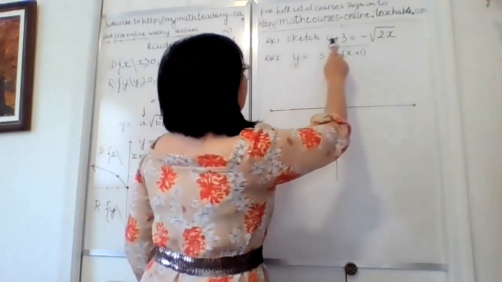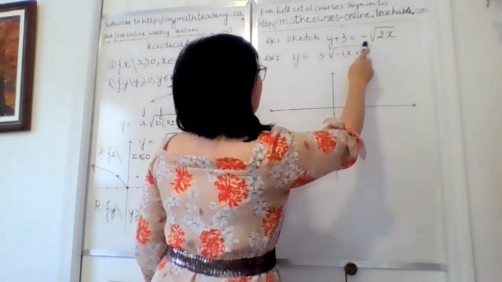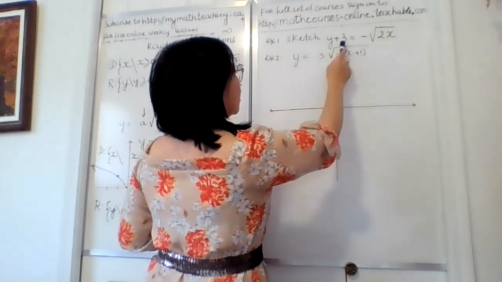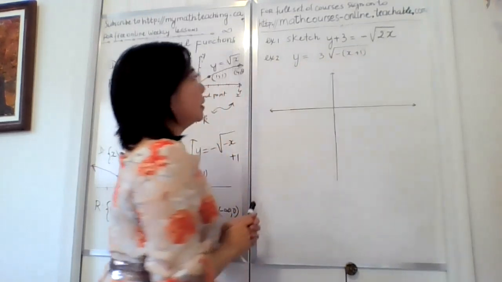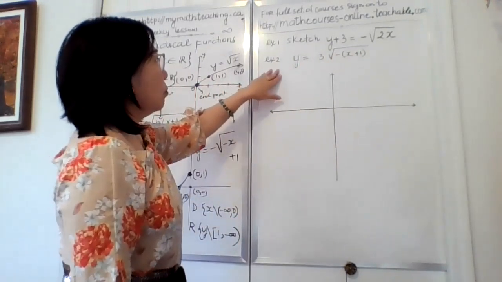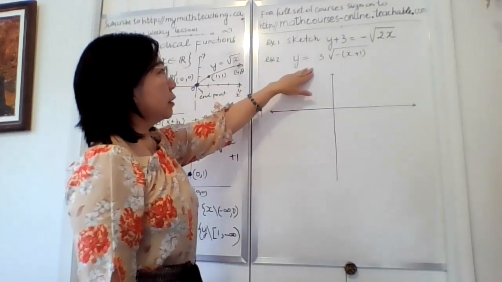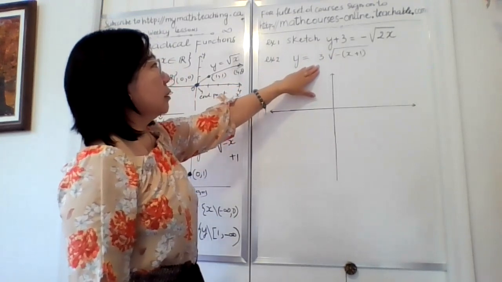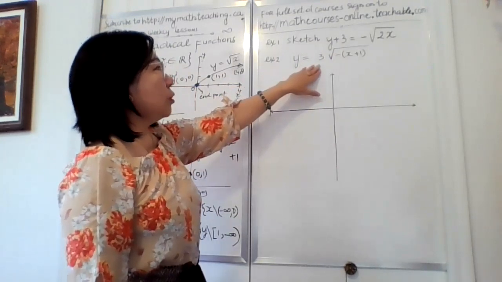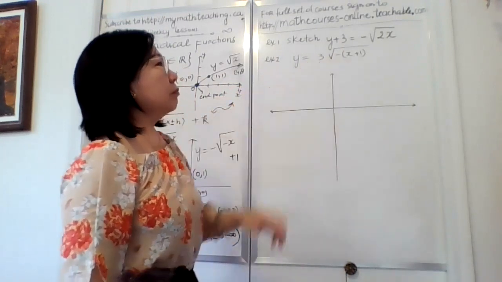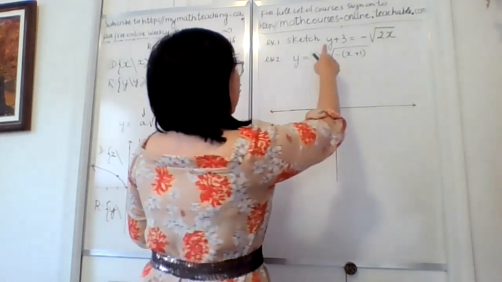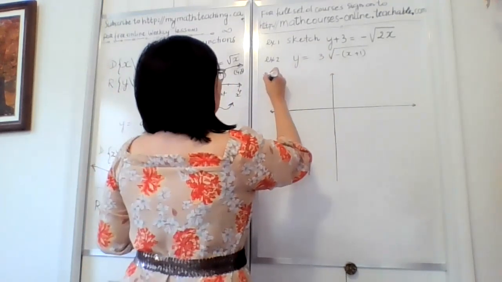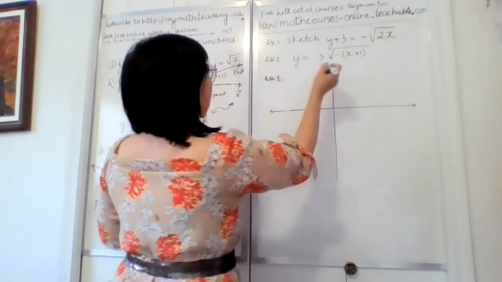Formulae like y plus 3 equal. So the first example, we will sketch y plus 3 equal minus square root of x. And the second example, we will sketch this second one here: y equal 3 square root of minus x plus 1. So let's sketch example 1 first. I'll start from example 1, right?